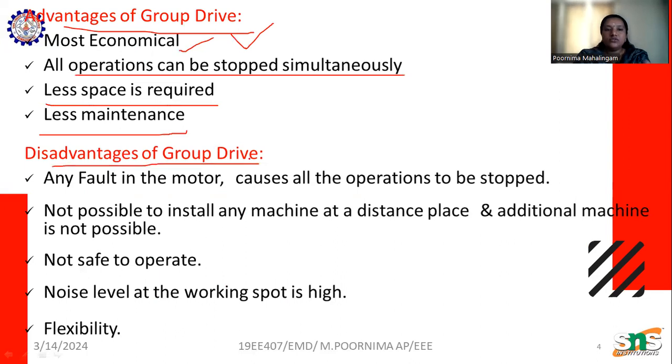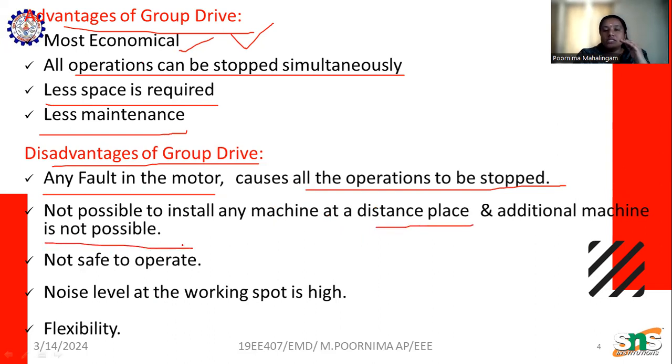What are the disadvantages of group drives? If any fault occurs in one motor, it stops all operations. If any problem happens in the single motor, we have to cut off the entire operations. It is not possible to install any machine at a distance, and additional machines are not possible. It is not safe to operate, because if any mistake happens in this motor, the entire thing collapses. The noise level at the working spot is very high, and it is inflexible. These are the main disadvantages of group drive.